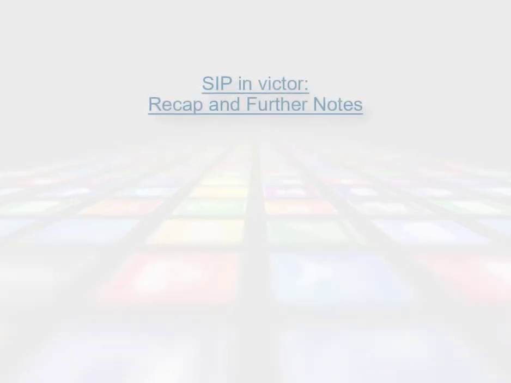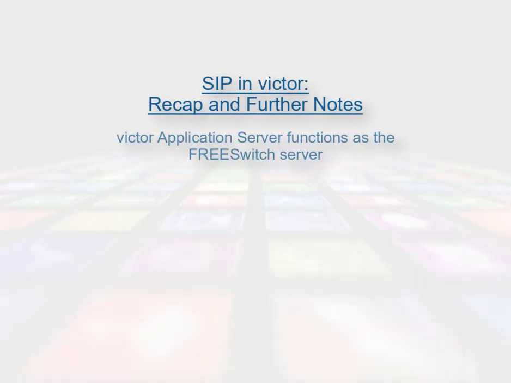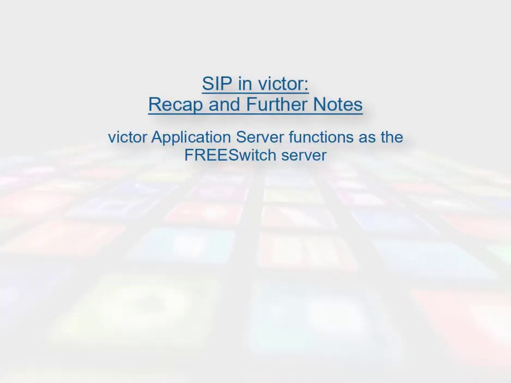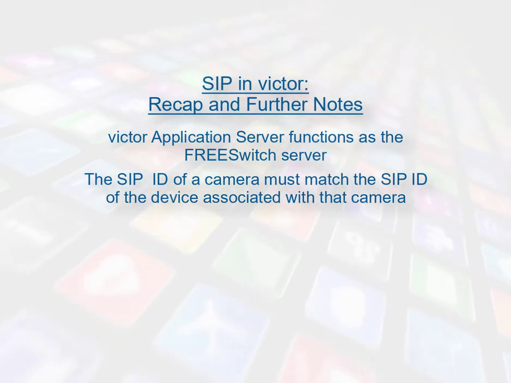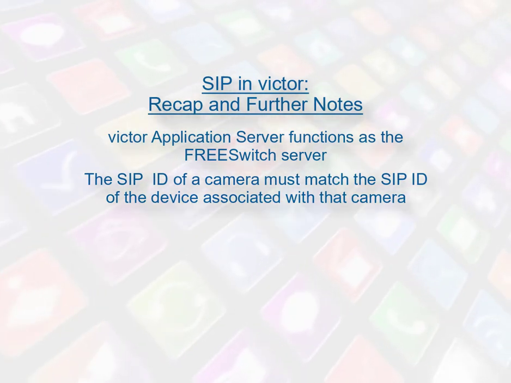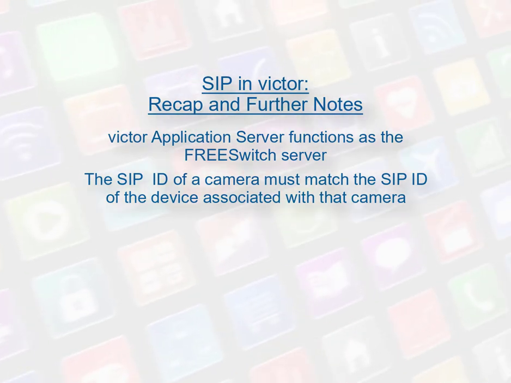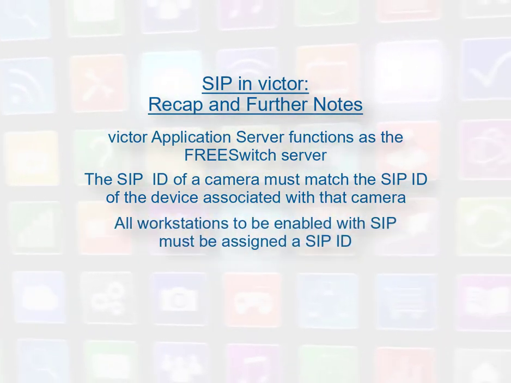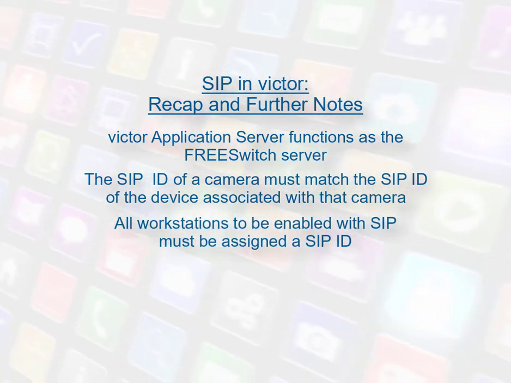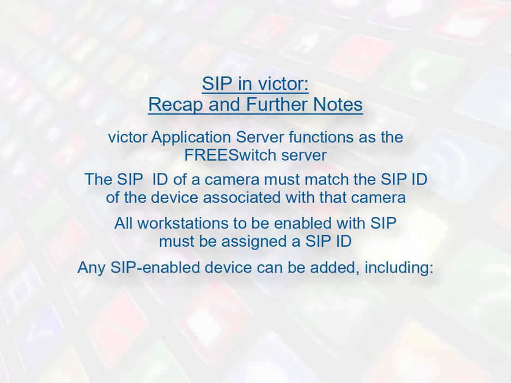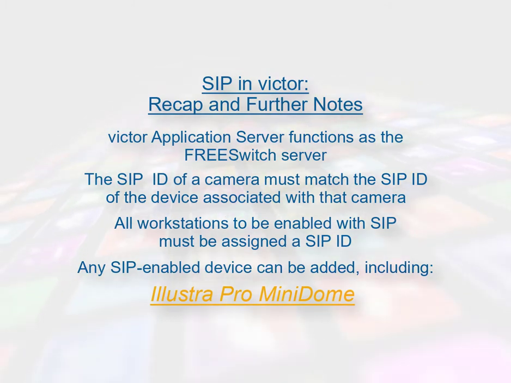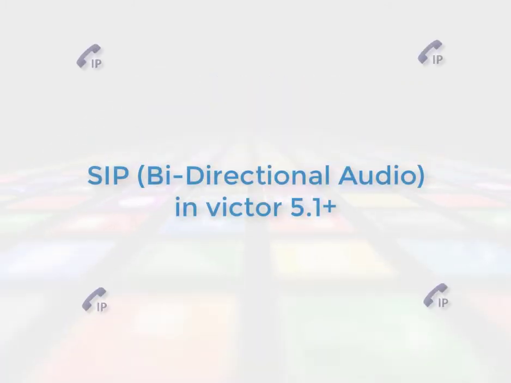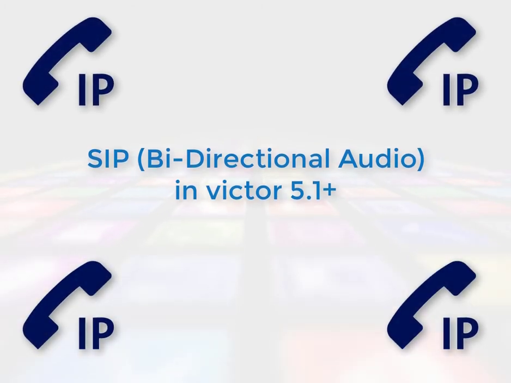SIP Recap. The Victor application server functions as the free switch server. The SIP ID given to a camera must match the device ID of the SIP device associated with that camera. Workstations must be assigned a SIP ID. Any SIP-enabled device can be added, including Illustra Pro MiniDome and soft SIP clients. That's the communications enhancing SIP support in Victor 5.1 and above.